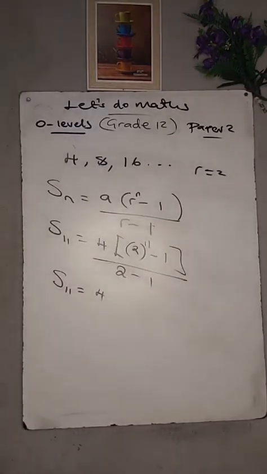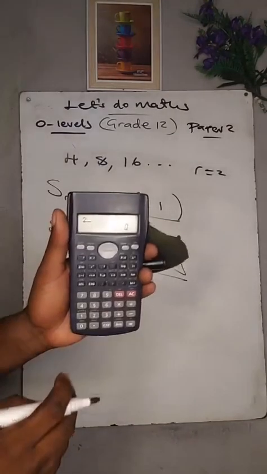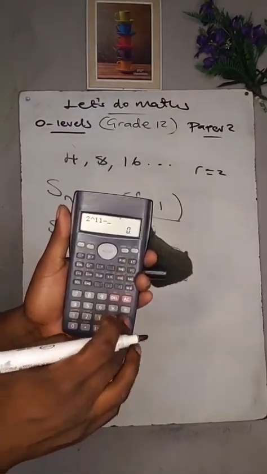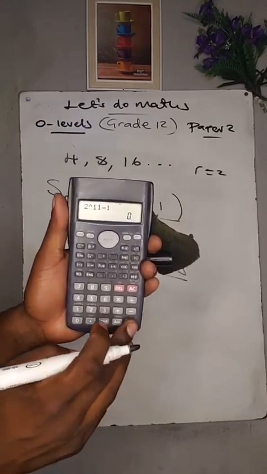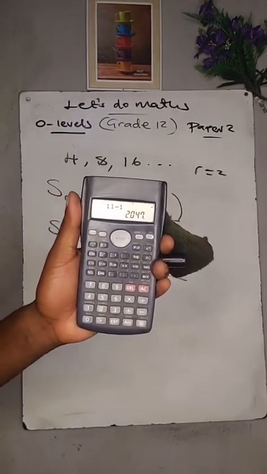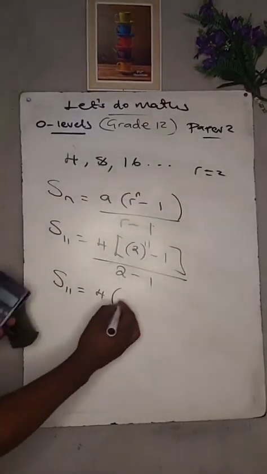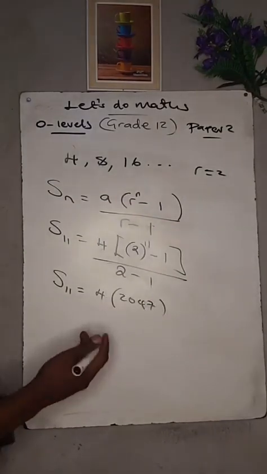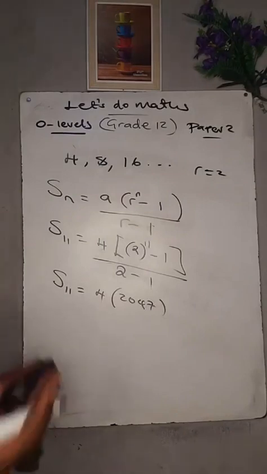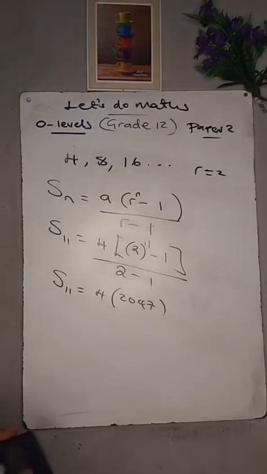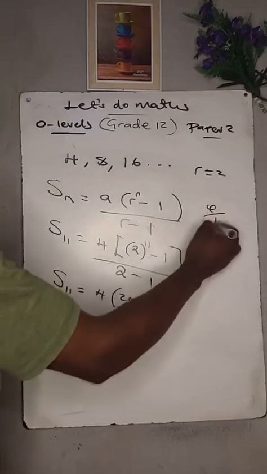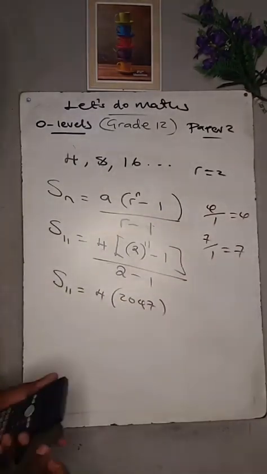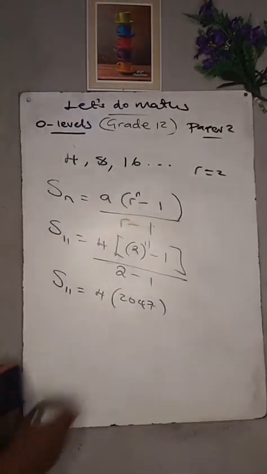Then the sum of the 11th term is equal to 4. Then we work on what is in the bracket: 2 to the power 11 minus 1. We are getting 2047. So in the bracket you have 2047. Then 2 minus 1 is 1. If we are dividing by 1, it's just our numerator. If it is 4 over 1, it is just 4. If it is 7 over 1, it is just 7. That's what I mean. So if we are dividing by 2 minus 1, we get 1.